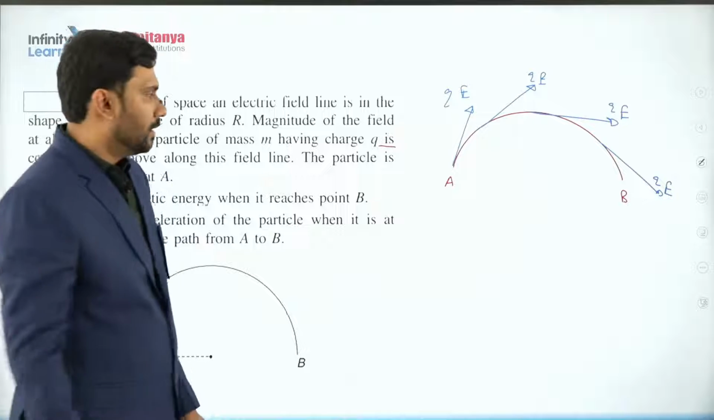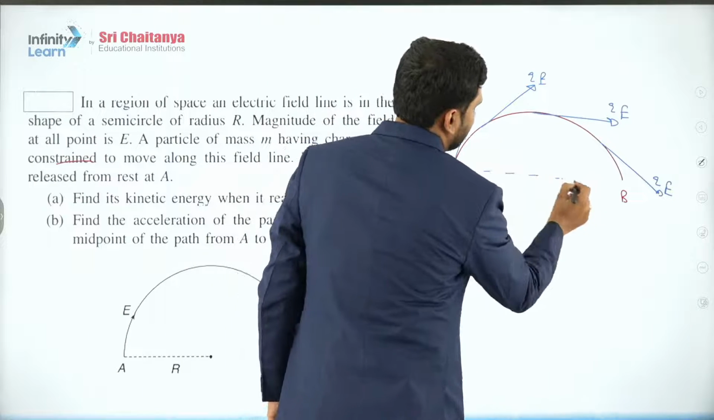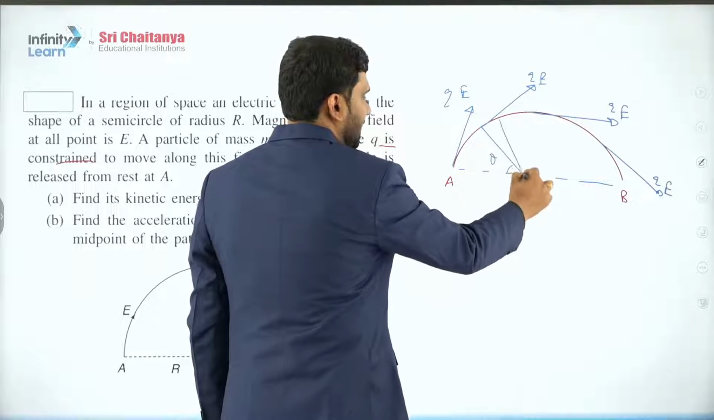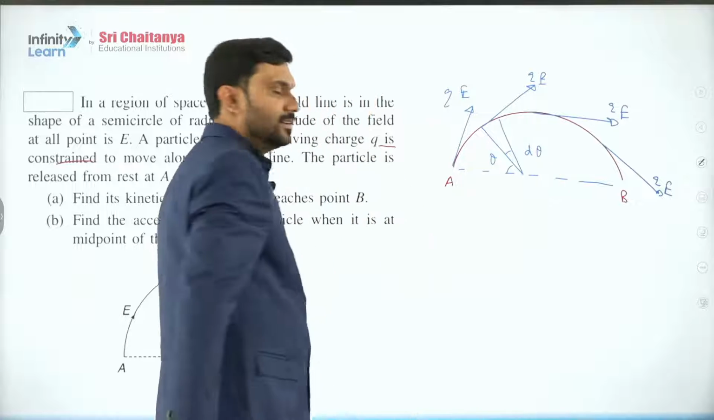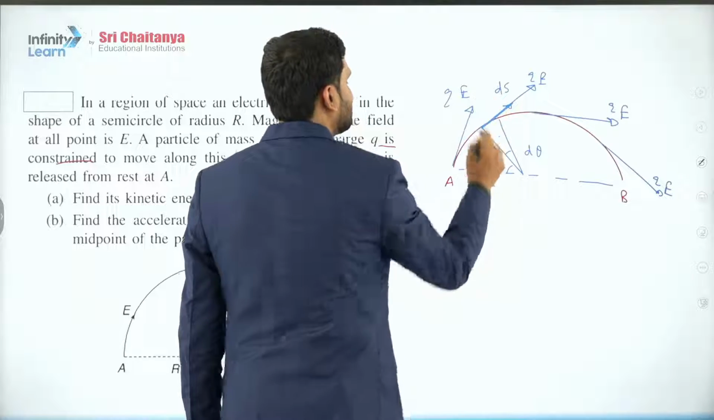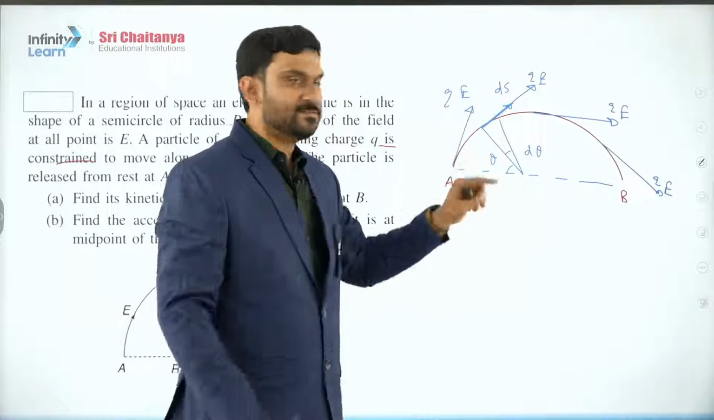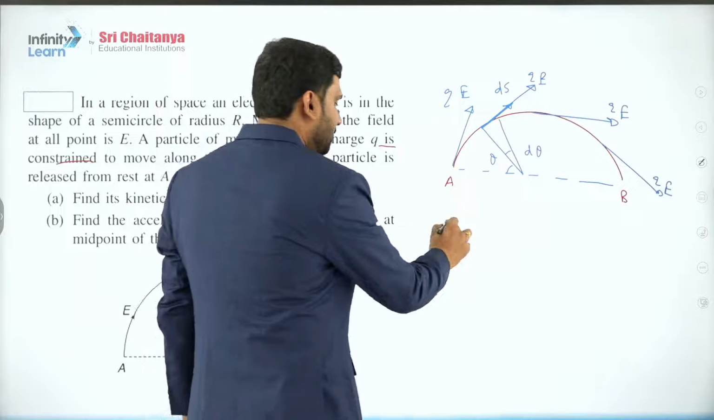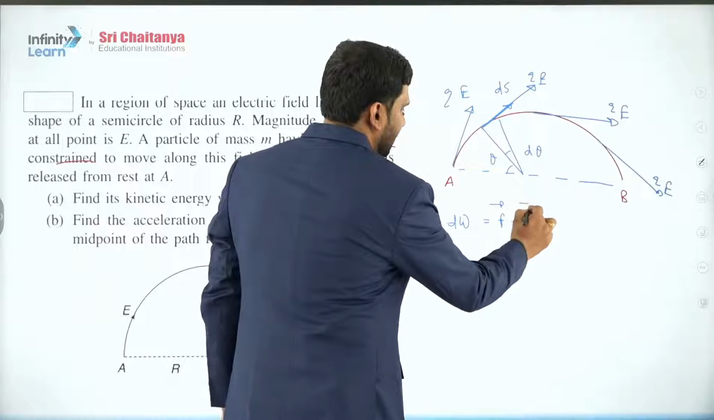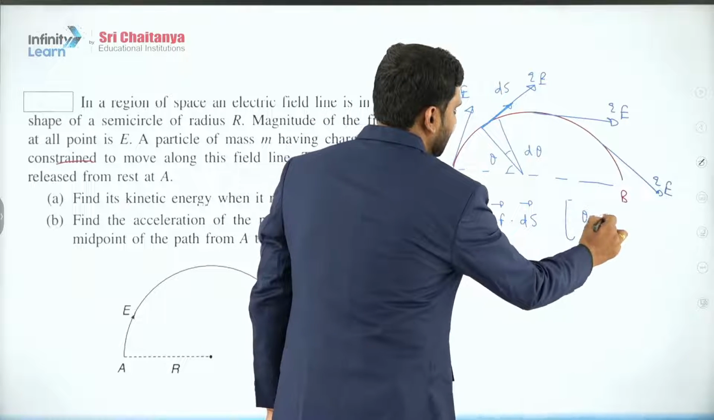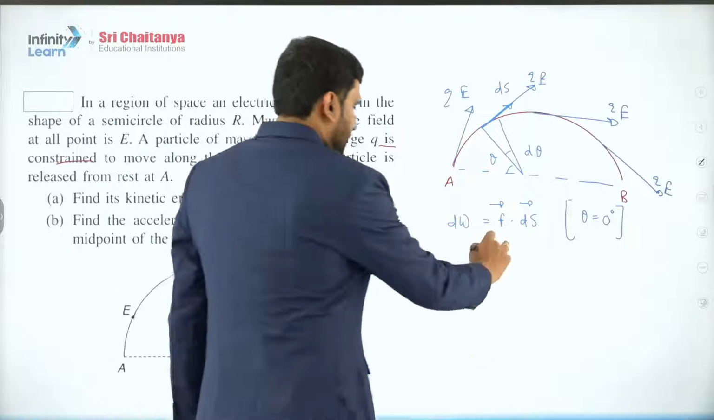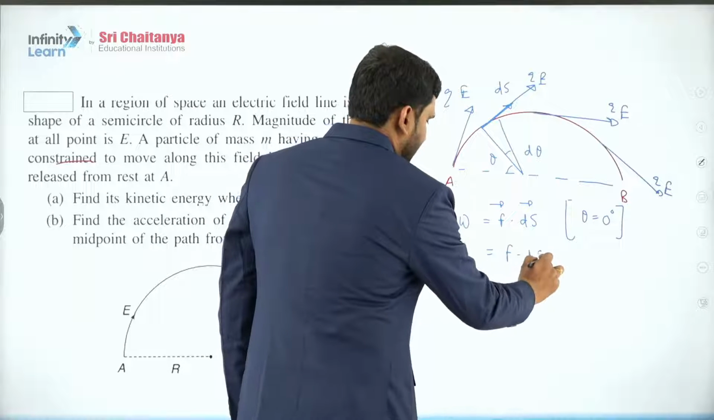No problem whatsoever. If I take a small portion, this is theta and this is a very small angle d theta. For that very small angle, this is the displacement, ds. As you can see, the force and displacement vectors are parallel to each other. So dW we can write as F vector dot ds vector, and theta is equal to 0 degrees. If the angle between the vectors is 0 degrees, the dot product simply reduces to F ds.